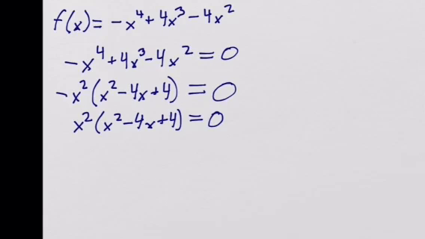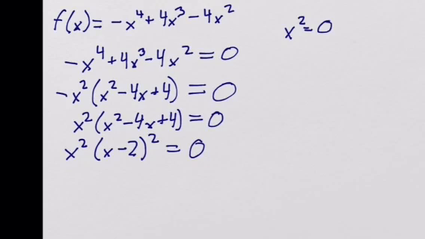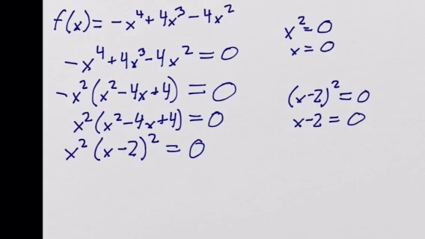Well, now I can factor what's in that parentheses, and you may recognize this as being a perfect square. So you have x squared times x minus 2 squared equals 0. And setting both of those factors equal to 0, x squared equals 0, I get x equals 0. Then x minus 2 squared equals 0, I get x minus 2 equals 0, x equals 2.